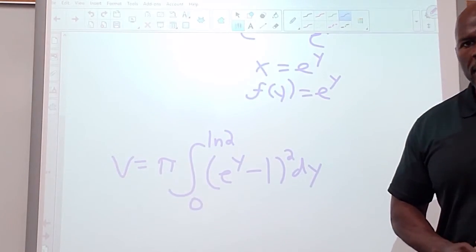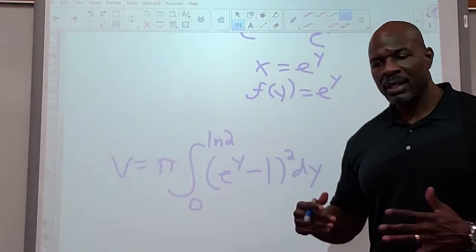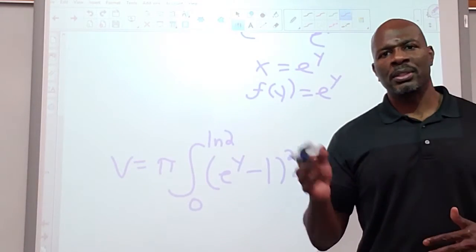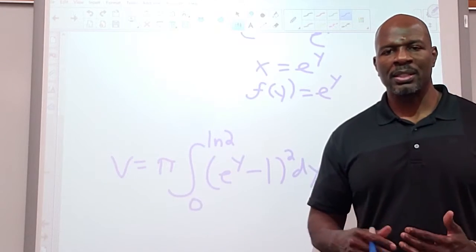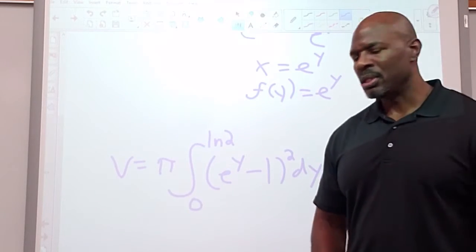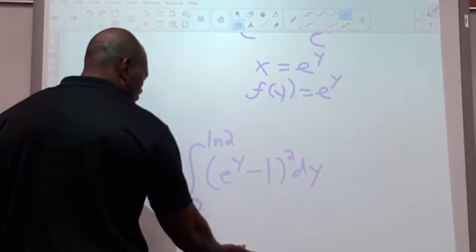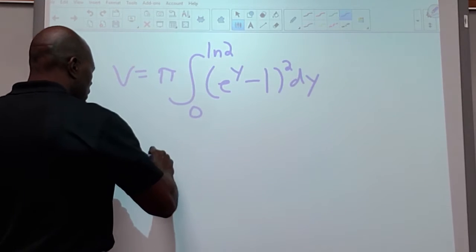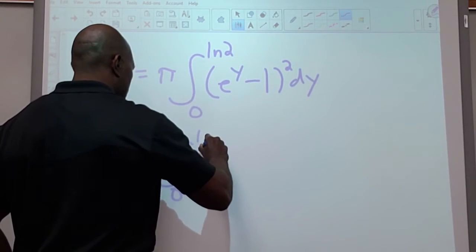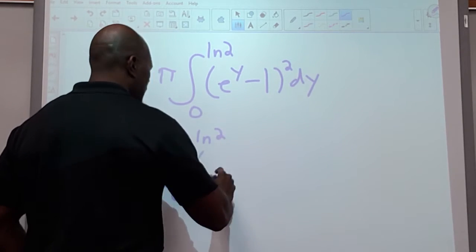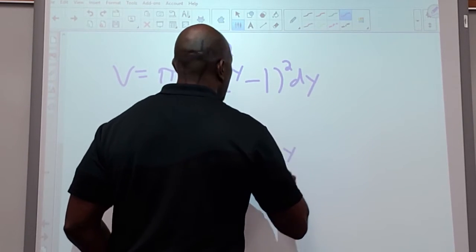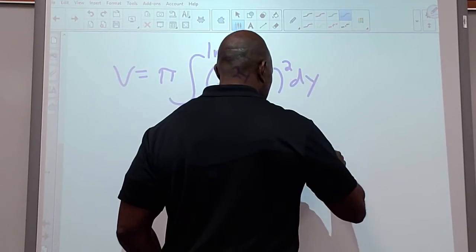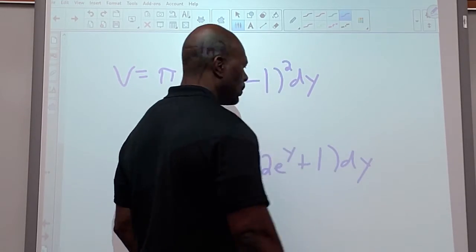We want to never forget that we're squaring the function, and if it's about something of the form x equals k or y equals k, we don't want to forget to subtract the k, the whole thing being squared. Okay, so let's expand this first. So pi integral 0 to ln 2. If I expand this, I'll get e to the power of 2y minus 2e to the power of y plus 1 dy.